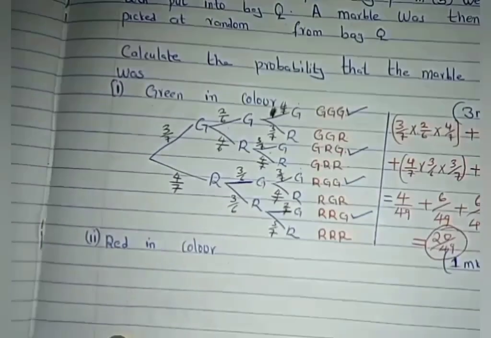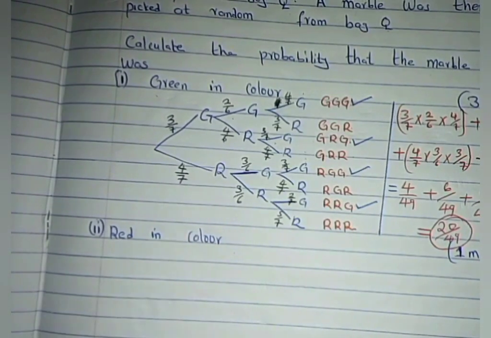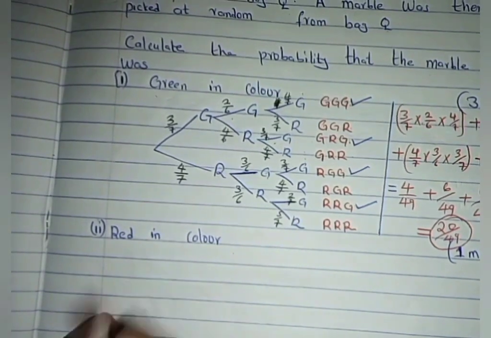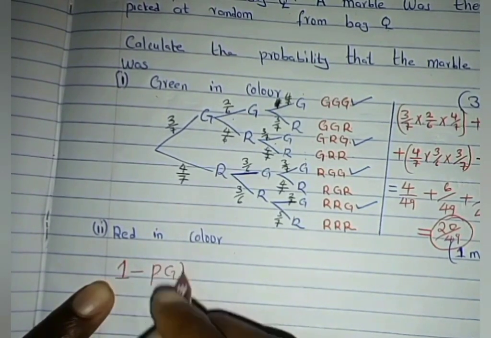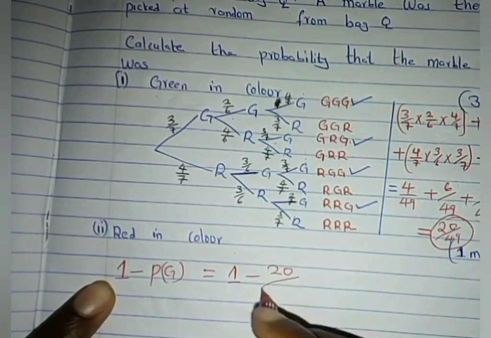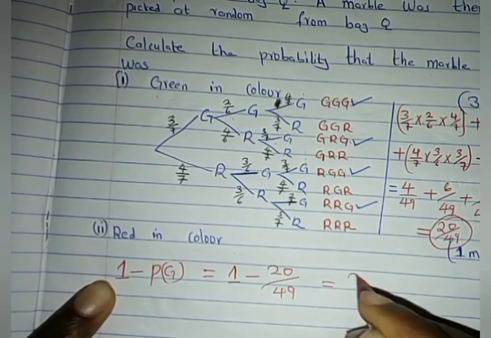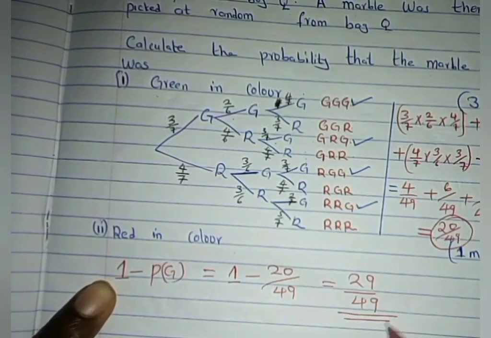Now the probability that it was red in color. We know the total probability is supposed to be 1. So when you want to find the probability that it was red, you take 1 minus the probability of green, which is 1 minus 20 out of 49, and you'll get 29 out of 49. So this is the answer.